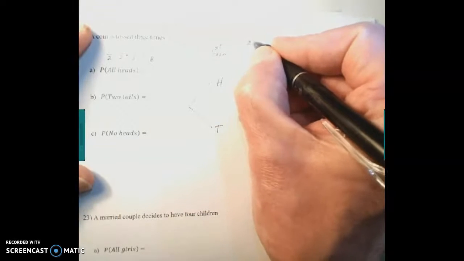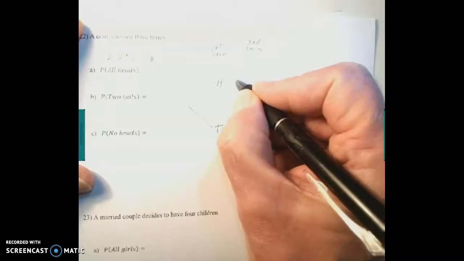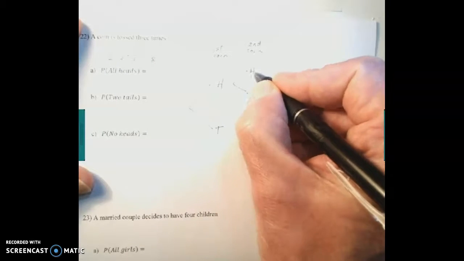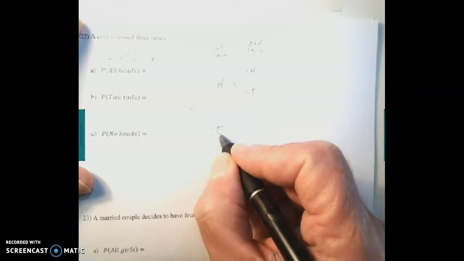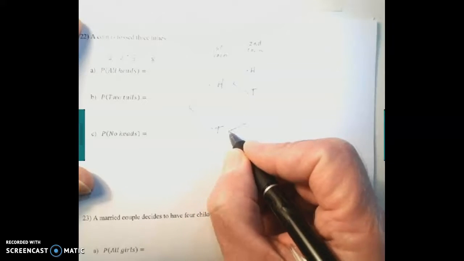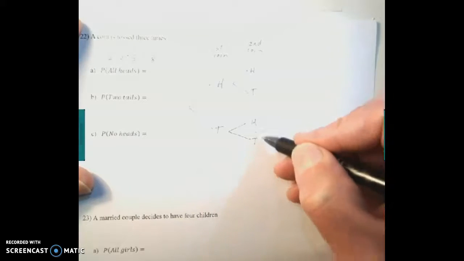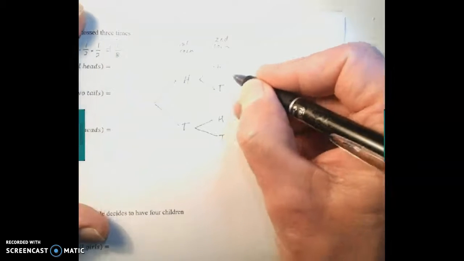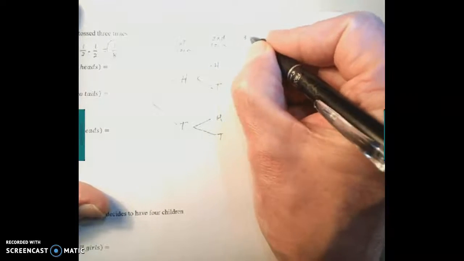Then you branch off for the second event. In that case, this will be the second coin. After getting heads on the first coin, I could get heads or tails on the second coin. If you're getting tails on the first coin, I could get heads or tails on the second coin. I kind of wish I had spread these out just a little bit more maybe, because I've still got a third coin to toss. I need to branch off again for my third coin.